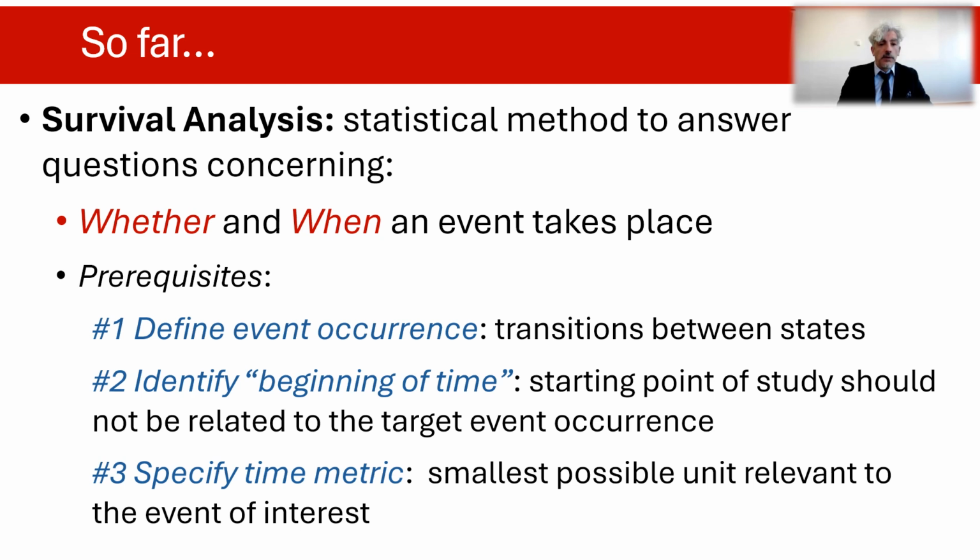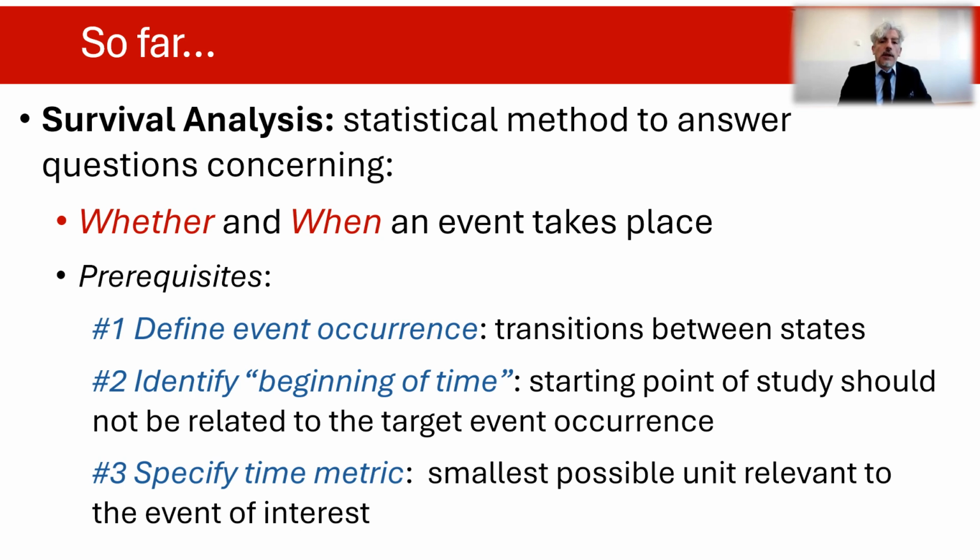The first one is to define with clarity what the event is and what the event occurrence we're interested in is. That implies defining different states that the event can assume, and individuals are supposed to transition from one state to another, for example, from being alive to being dead.